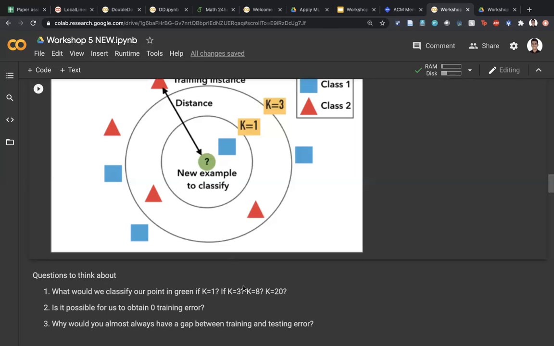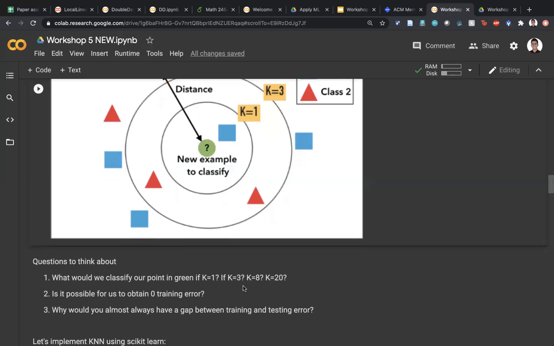So one more thing I want everyone to think about is why do you think that one common phenomenon that we see is that there's almost always a gap between training and testing error, especially for KNN? And why do you think that is the case? Why would you always have a gap between training and testing error? It's kind of related to the case I mentioned before, where K is equal to 1. But yeah, feel free to take a stab at it. Why does KNN always tend to have a gap between training and testing error?